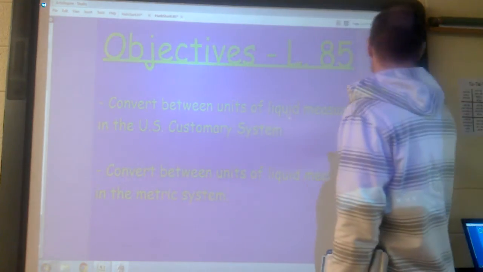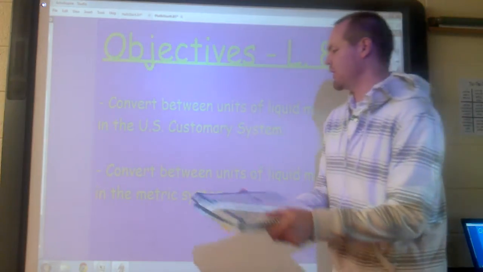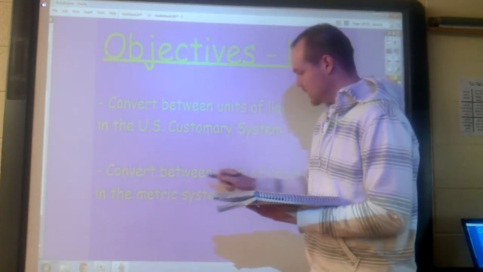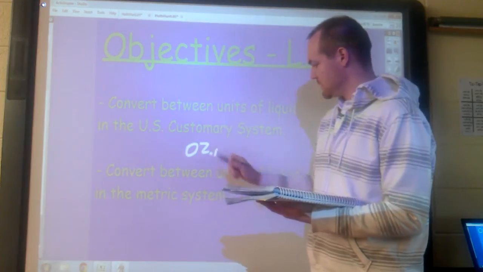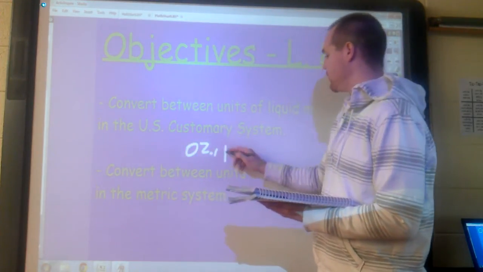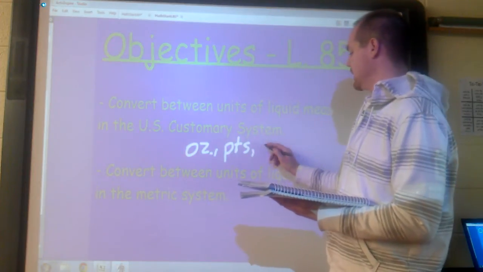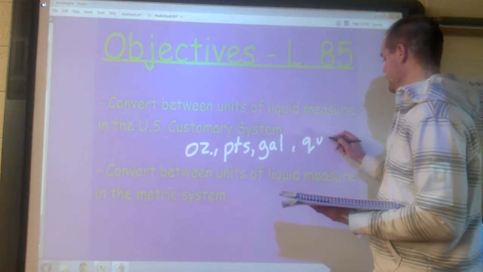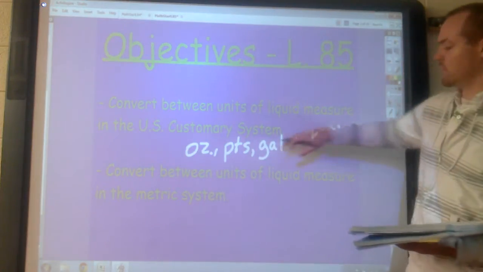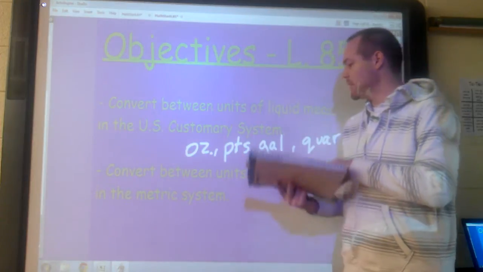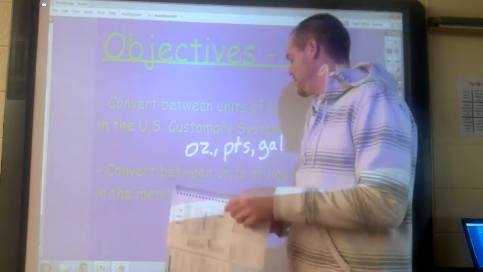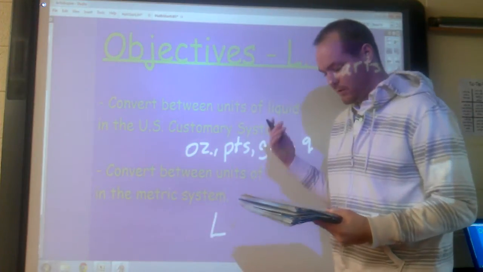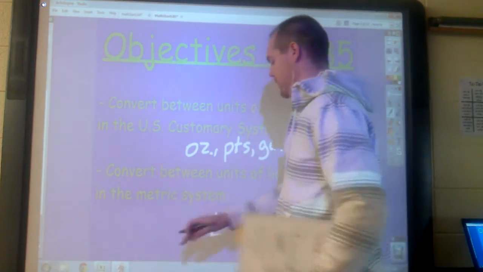In the United States customary system, there are a few different major units of liquid. The main one we have is ounces, typically with smaller units. We'll also have pints, gallons, as well as quarts. Quarts are smaller than gallons, of course. And then in the metric system, we'll be dealing mainly with liters. Liters will be our typical unit of measure, and then we have milliliters.